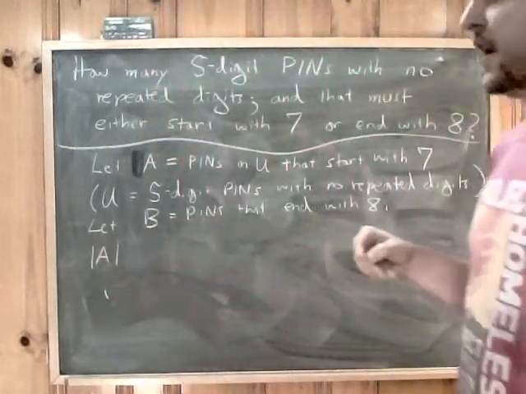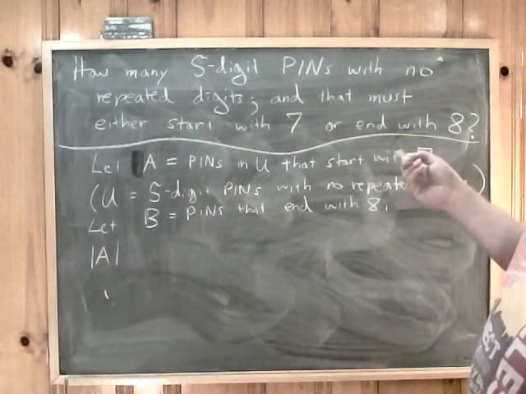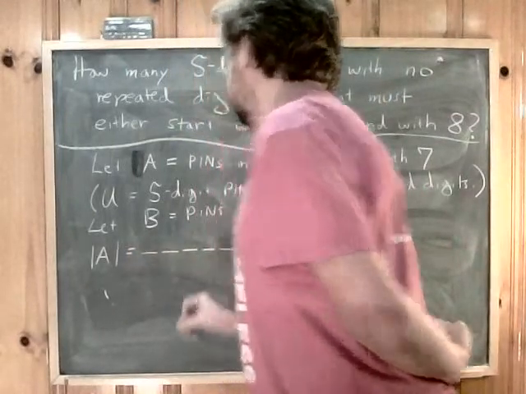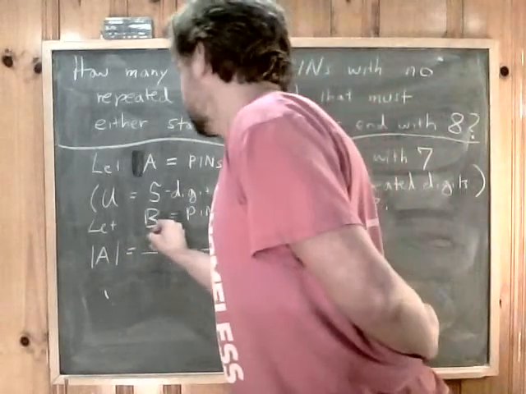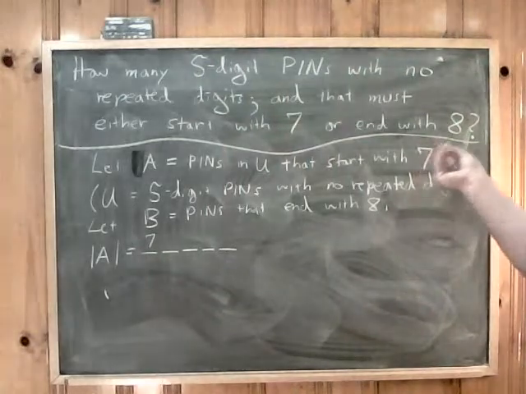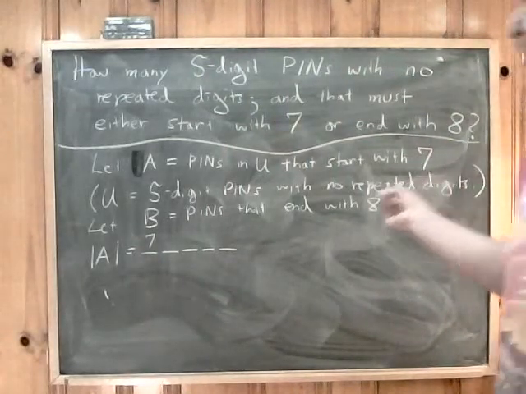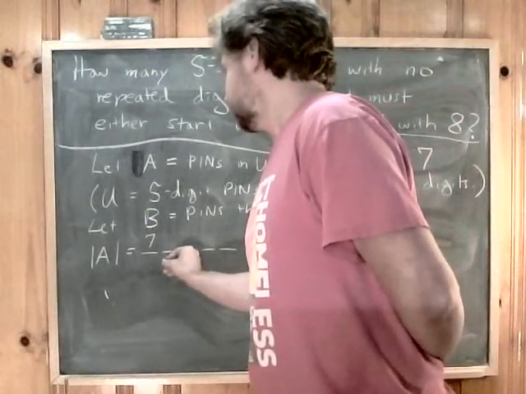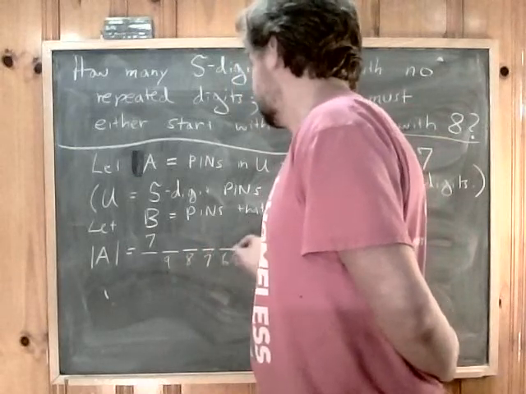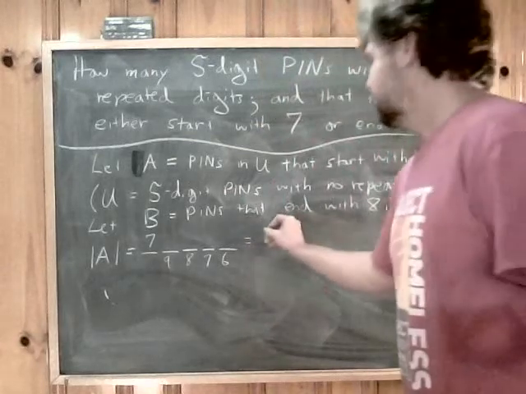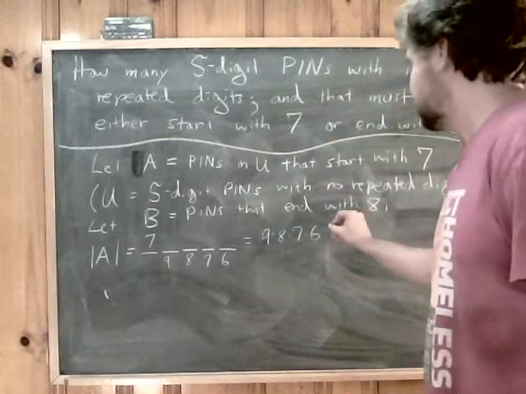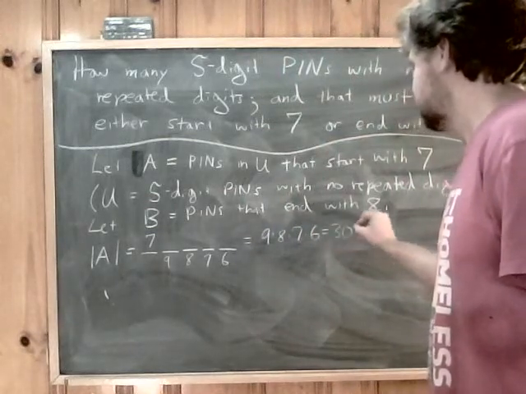The number of items in A, which would be the number of pins that start with 7, is going to be found by filling in 5 digits, and the first digit has to be a 7. Then we get to pick anything we want for the rest, but not repeating, so they can't be 7s, but anything we want is fine. So there's exactly 9 choices remaining for the second: 8, 7, and 6. So we get 9 times 8 times 7 times 6, which we did figure out last time was equal to 3024.